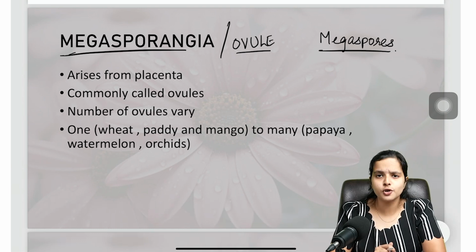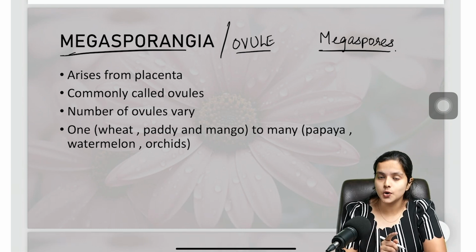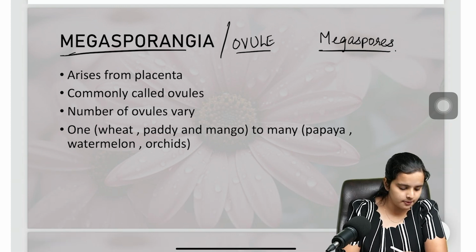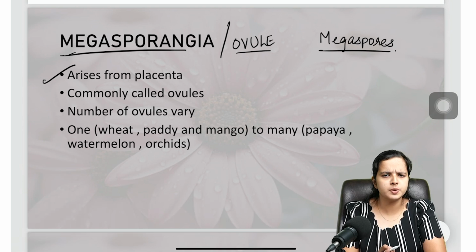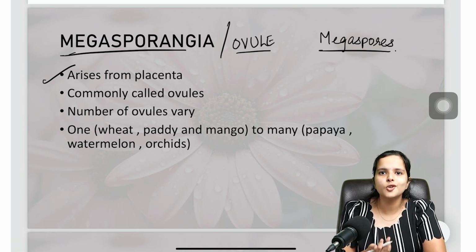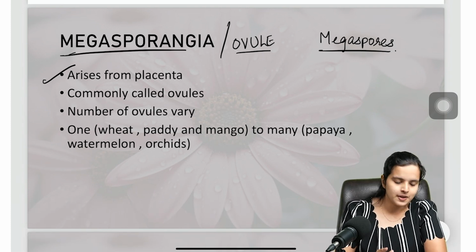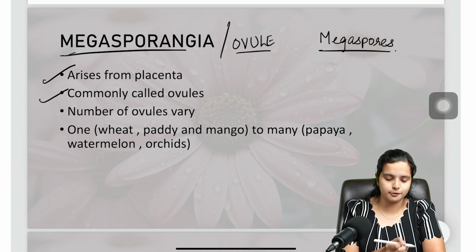So where would an ovule be? The ovule would be inside the ovary, right? It would be connected to the ovary by the placenta, so it arises from the placenta. Would it be wrong if I said it arises from the placenta? It would not, right? Because it's connected to the ovary via the placenta. And then you have the ovule, which is a common name of the megasporangium.